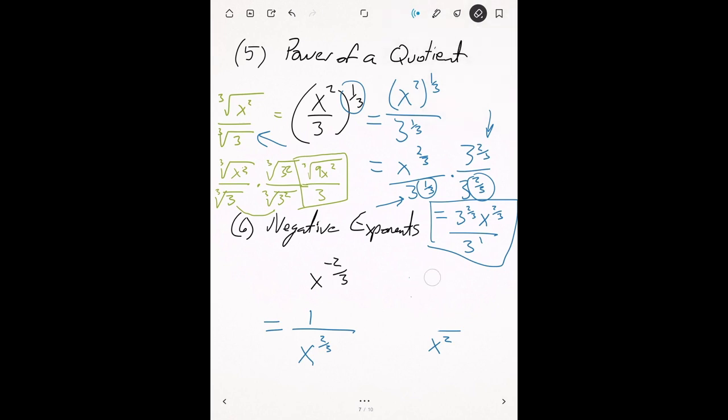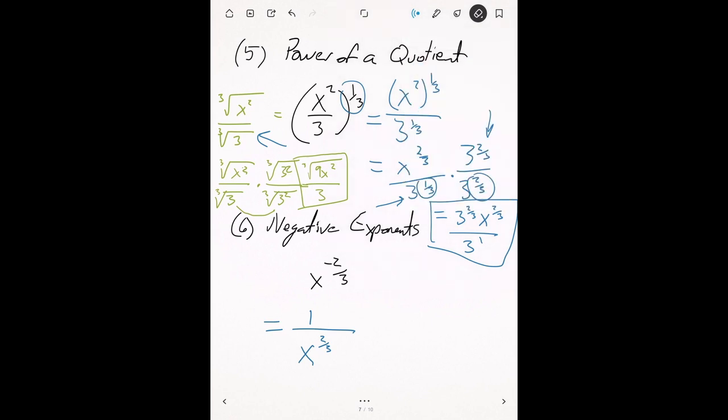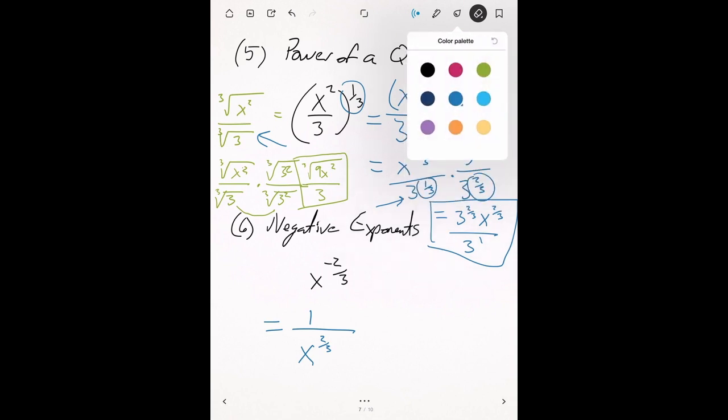What we're saying here with negative exponents is the same thing as we said before. Just go ahead and, oops, looks like I have to, wow, guess I have to select a very specific color. No, just pick that one.